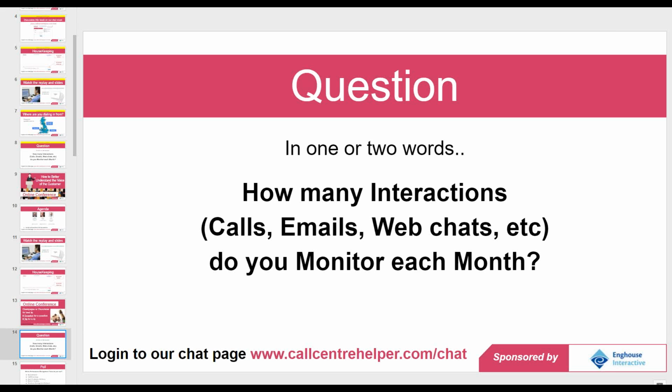Colin says 3 to 5 per person per month. Mark has said we do 5 calls per agent per month and 5 emails per agent per month. I think that's starting to get to a more representative sample. Terry says our team leaders are targeted with 120 checks per month.